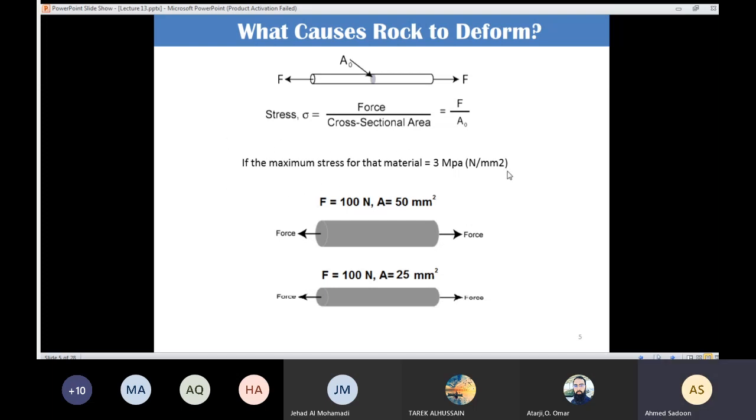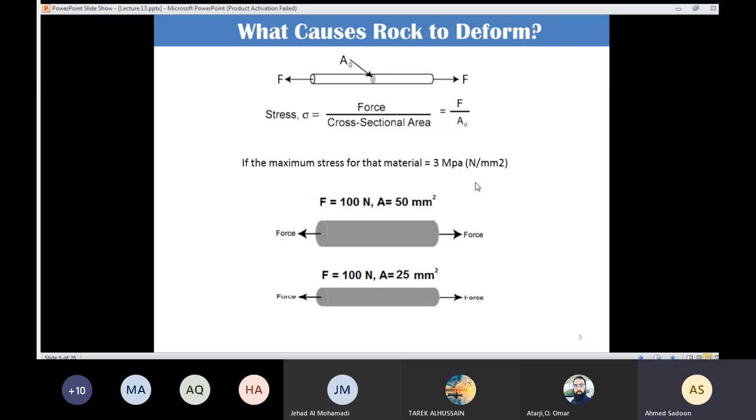Again, why is stress important? To understand this, assume that the maximum stress for this material here equals 3 megapascal. You know that megapascal means Newton per meter squared. If the material is subjected to stress more than 3 megapascal, what will happen to the material? It will fail. Yes, it will fracture, failure will take place.